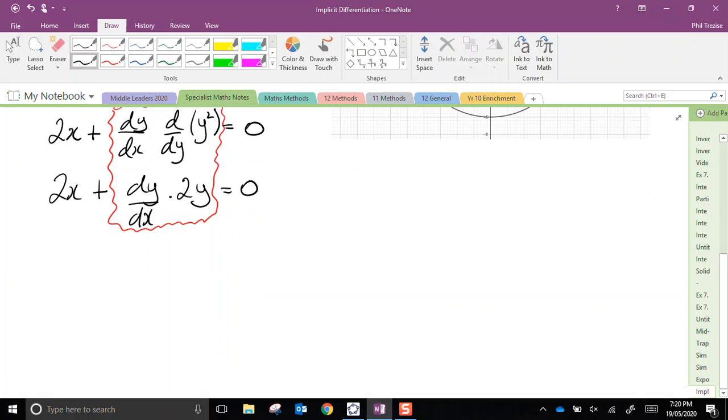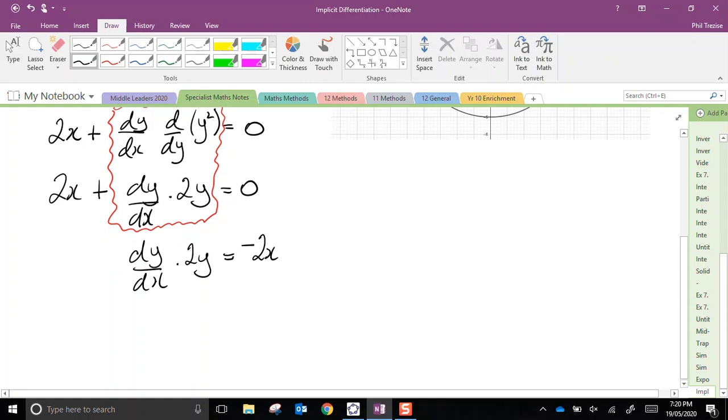Now let's continue to simplify and we will isolate dy/dx. 2y times dy/dx would equal negative 2x. I could divide both sides by 2y, and then of course I could cancel the 2 from the numerator and the denominator. There's my expression for dy/dx. And you'll notice that it's not just in terms of x, it's in terms of y as well.